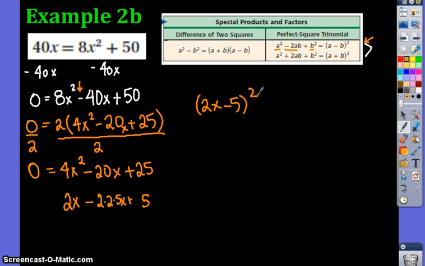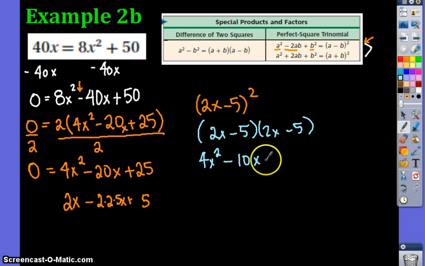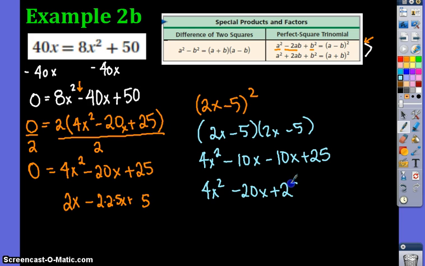All right, and always a good idea to check it, make sure you did it right. Really, that's 2x minus 5 times 2x minus 5. We get 4x squared minus 10x minus another 10x plus 25. And then we have 4x squared minus 20x plus 25, which is what we have right there. So, and we haven't even solved it yet. We need to solve it. So they're the same factors.